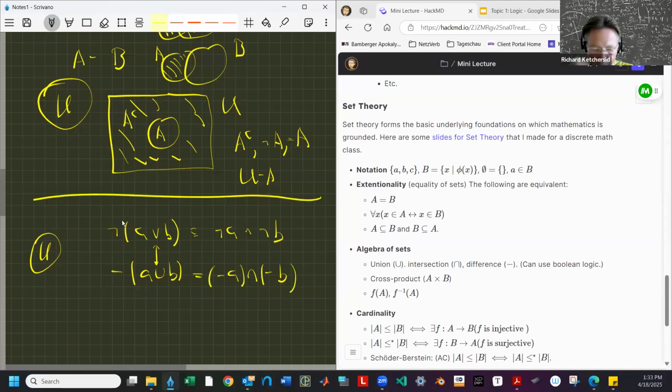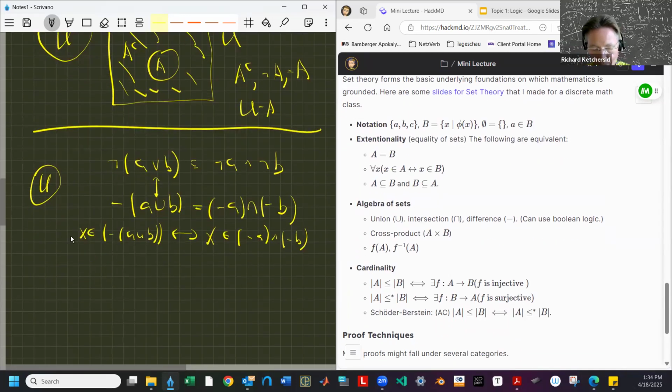And this is because literally you can take these two things up here and you can say, well, we have this equality if we have x's in this side, if it's in that side. So this becomes, x is in not (A union B), if and only if x is in not A intersect not B.